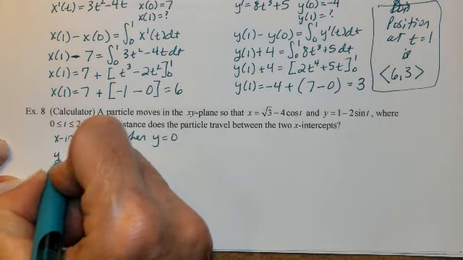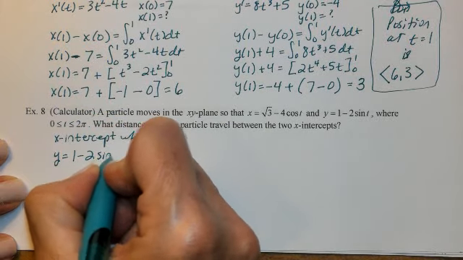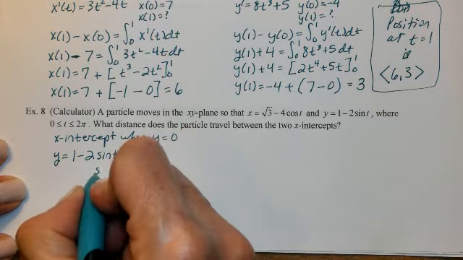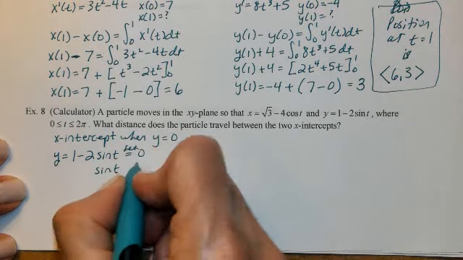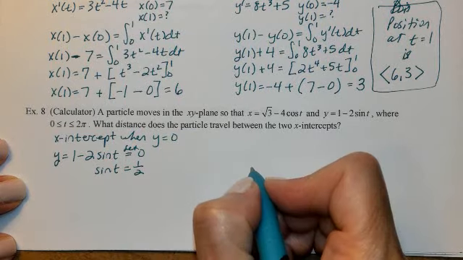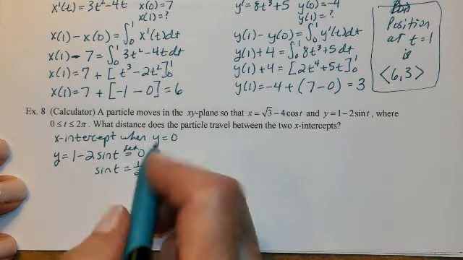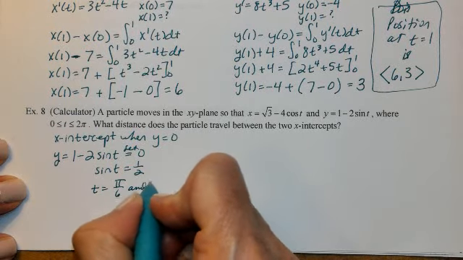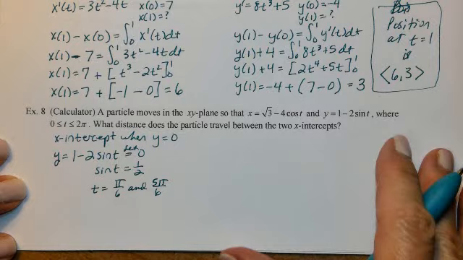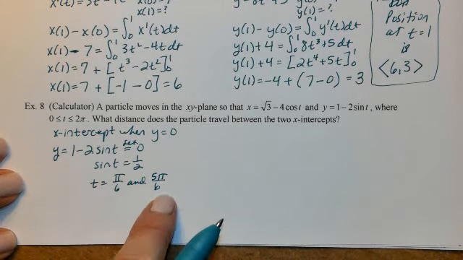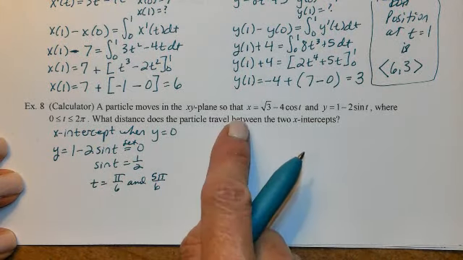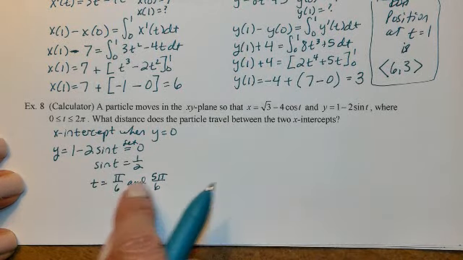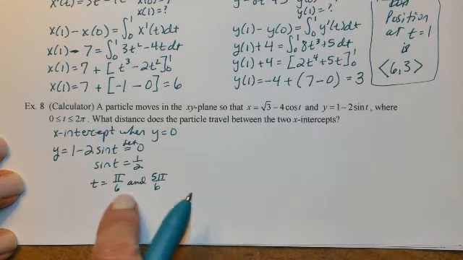So I'm going to take my y and set it equal to 0 and solve it for t. So I'm going to get sine of t when I bring 1 over and then divide by -2. I get sine of t as a half. And between 0 and 2 pi, that gives me that t is pi over 6 and 5 pi over 6, first and second quadrants, right? So I have my times that the curve crosses the x-axis, and now I want to find the distance the particle travels between those.